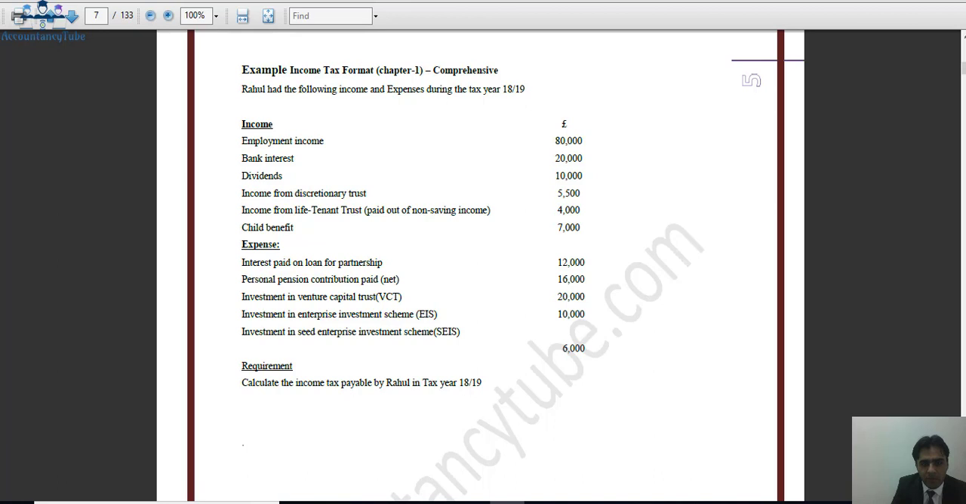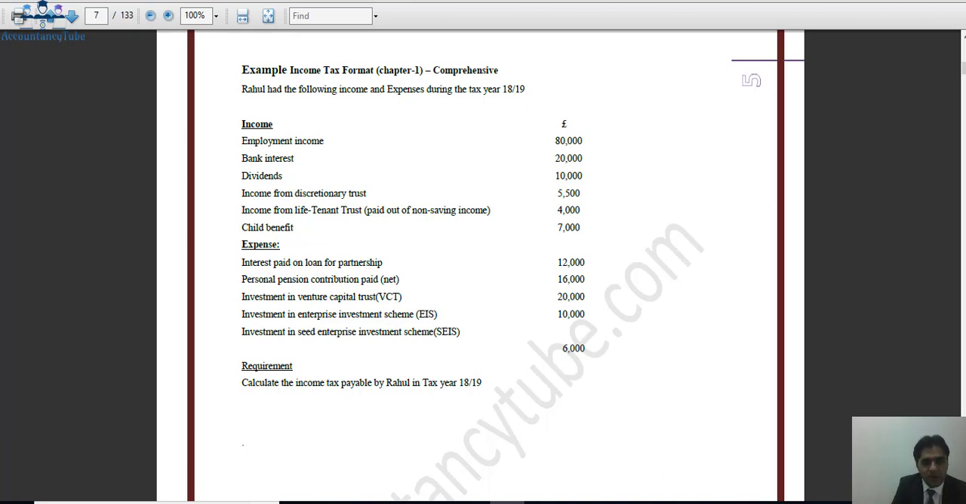It's got employment income, then it's got bank interest, dividend income, income from discretionary trust. Now, employment income will go into the non-savings, bank interest will go into the savings, dividend to the dividends. Income from discretionary trust will be grossed up 100/55. Income from life tenant trust, it is the interest in possession trust, so it will go to the non-savings as it says in the question as well. 4,000 will gross it up as well, 4,000 times 100/80, because it is interest in possession trust.